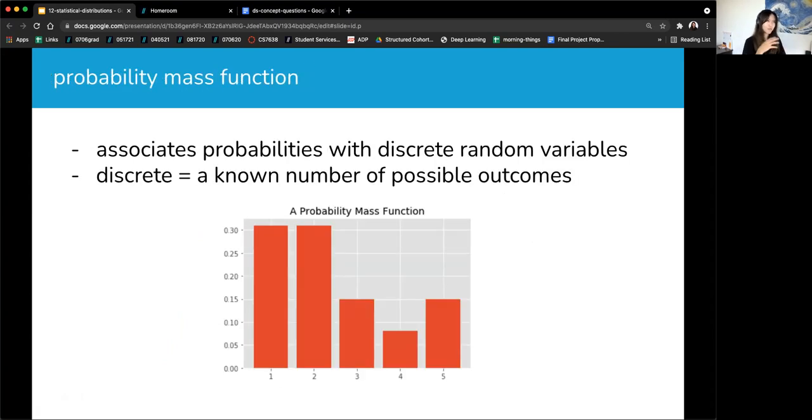I will say that for data science, probability mass functions are not used as much as density functions because a lot of the variables that we use in data science are continuous, but this is a simpler example to go off of. The main thing to remember is it just shows the distribution of probabilities for outcomes, and all the probabilities have to add up to 1.